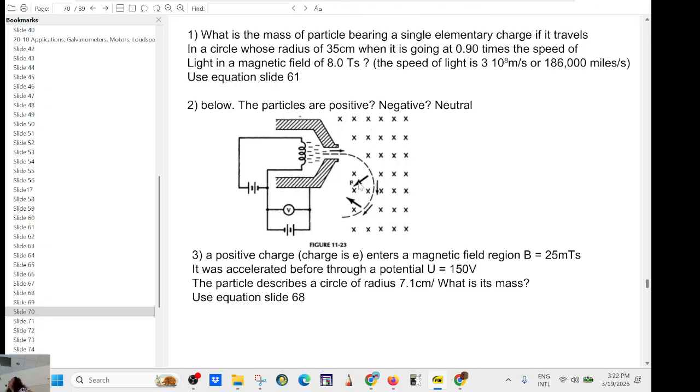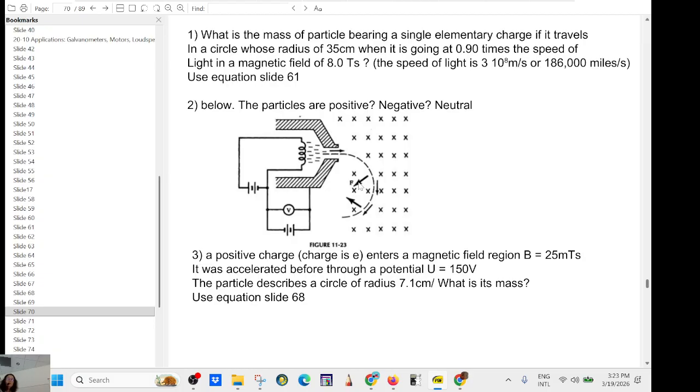Is the particle positive or negative? Take your right hand, and if it doesn't turn this way, it means it's negative. So with your right hand, the velocity is this way, the magnetic field is into the board. So where is the force? It doesn't fall, so it means it's negative. Or you can take your left hand: velocity, magnetic field down. So it's negative.